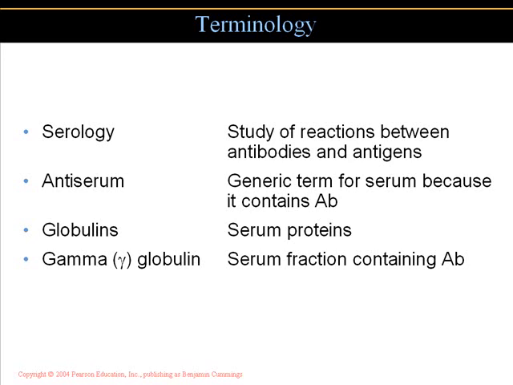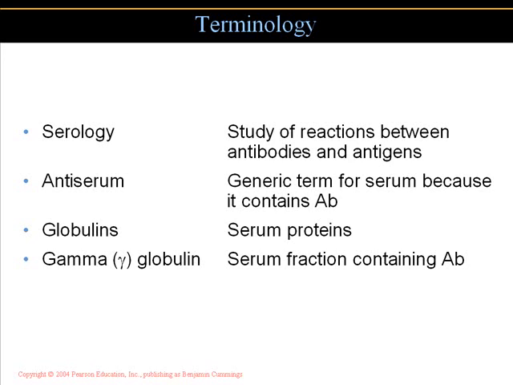Another term, anti-serum, a generic term, because serum contains antibodies. So when we talk about anti-serum, anti referring to antibodies, anti-serum relates to antibodies which would be contained in the serum. Globulins are basically types of proteins that are in the serum, and gamma globulin, you may have heard that term used before. This is a serum fraction that contains antibodies.